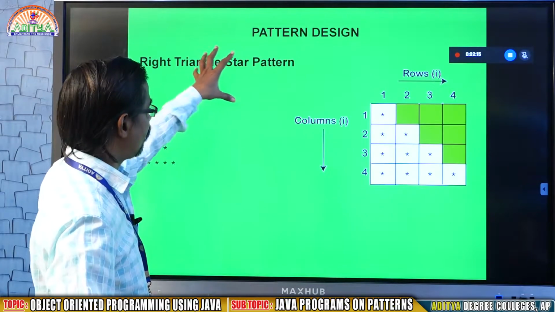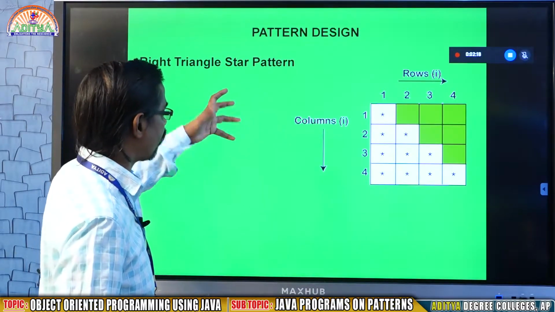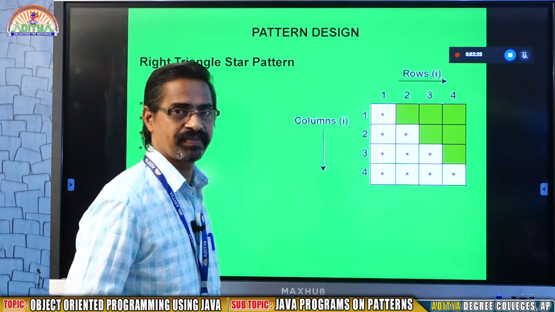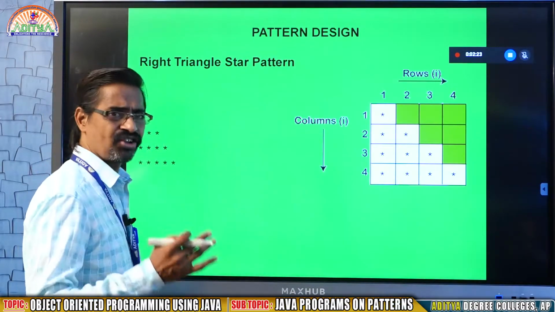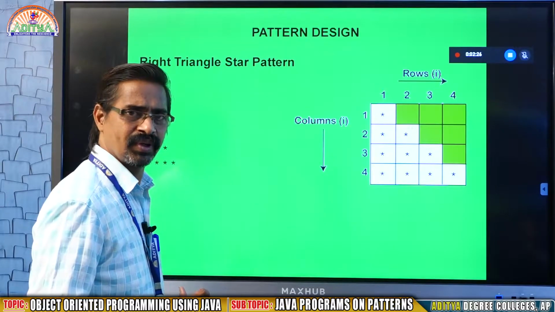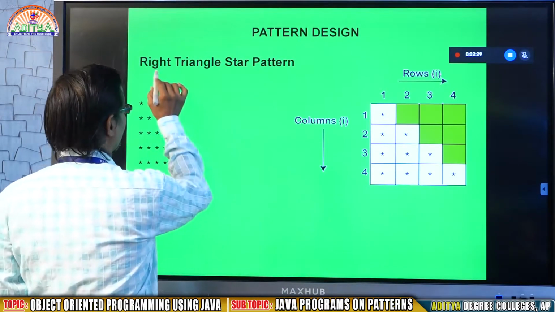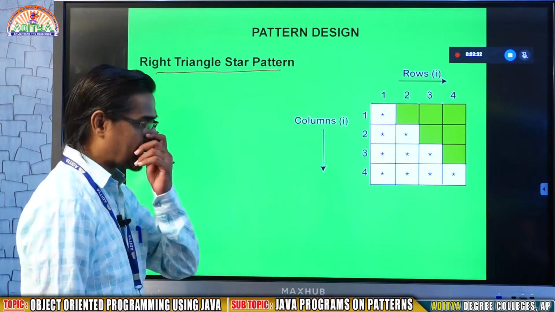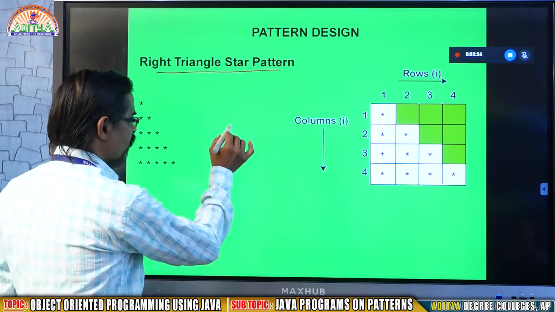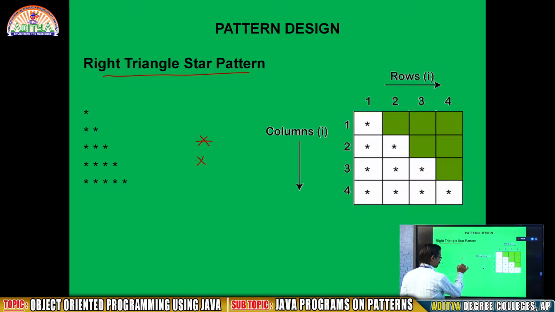Now, this is one style of program, one of the models of programs, that is pattern design. A pattern is nothing but a symbol, that is star, hash, dollar, whatever it may be. For example, I want to print a right triangle star pattern. It means I want to print stars like this. So, just like a right triangle.